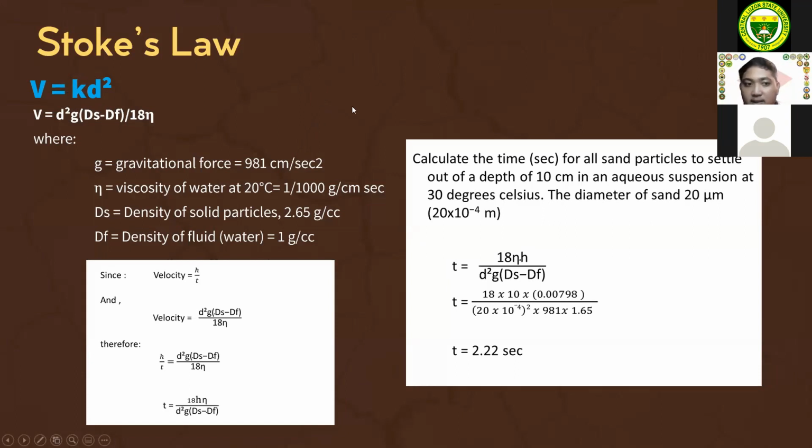Basta ang tatandaan nyo lang sa Stokes Law, so Stokes Law is equal to velocity is equal to the K, which is constant. Yung constant na yun ay na-derive sa interaction ng viscosity ng water, ng density, at saka gravity. Then, multiplied by the diameter or yung particle size ng ating spherical particle. Okay, yung ating sand, silt, and clay. Ito yung ibig sabihin ng Stokes Law na yon. Dapat alam natin yun.